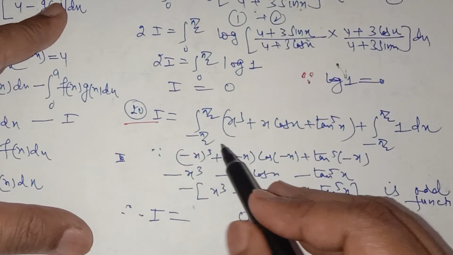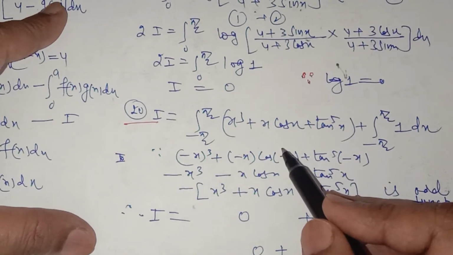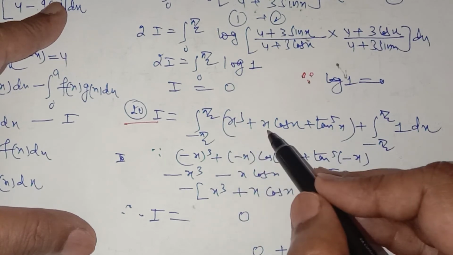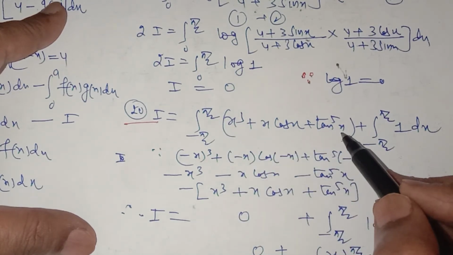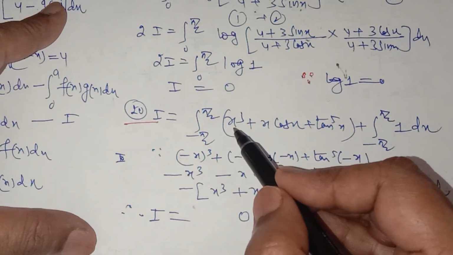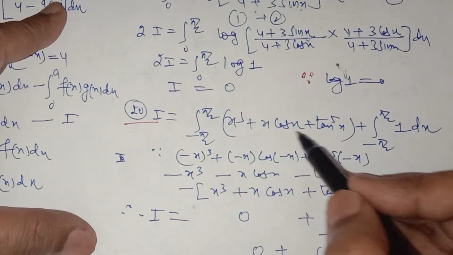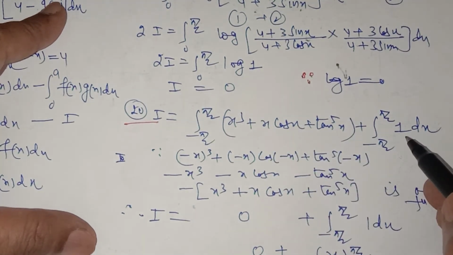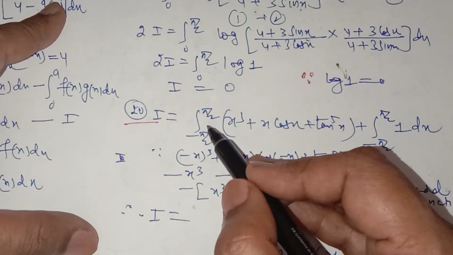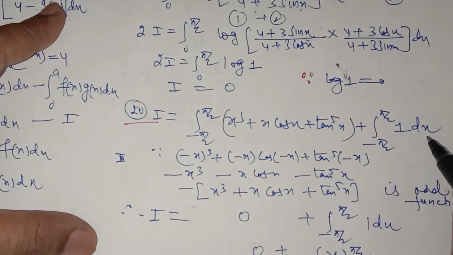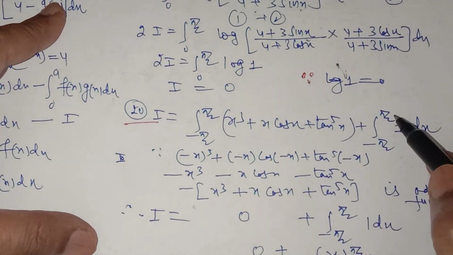Question number 20, see all the terms very carefully. We have the integral from minus pi by 2 of (x cube plus x cos x plus 10 to the power 5x plus 1). So if you see very carefully, the first 3 terms, x cube, x cos x, and 10 to the power 5x, are odd functions, and 1 is not an odd function. So I break into 2 integrals, taking the first 3 in the first integral and the 1 in the last integral, and the limit is minus pi by 2 to pi by 2.